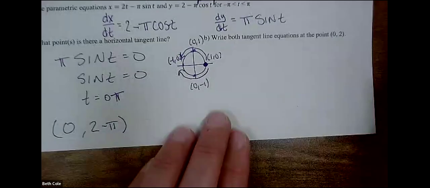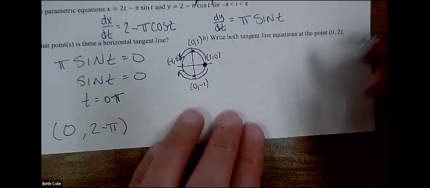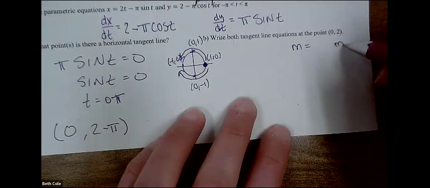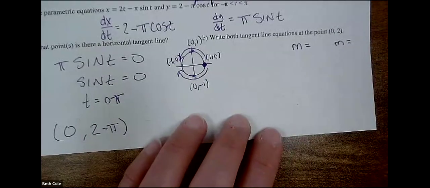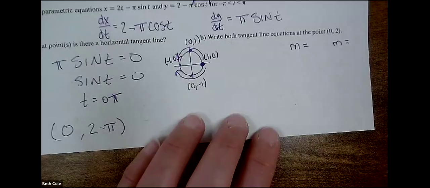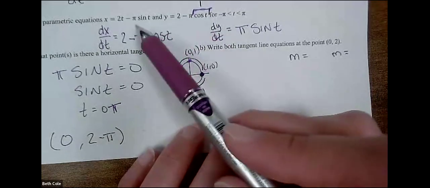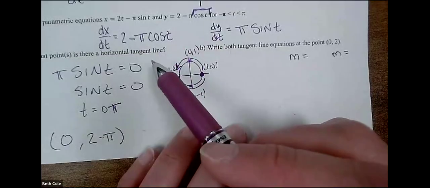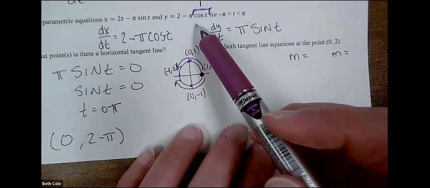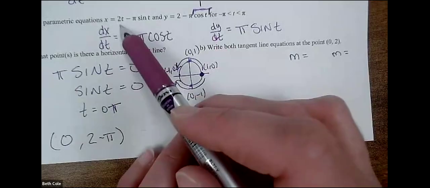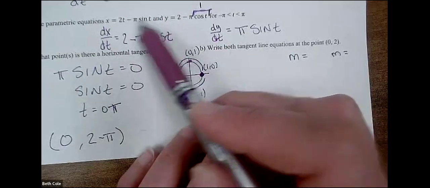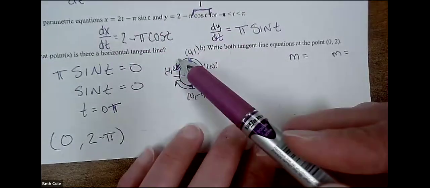So this says write both tangent line equations. So we're going to have 2 of them at the point 0, 2. So I'm going to go ahead and write m equals, m equals. The problem just told me that there's going to be 2 of them. But the unfortunate thing is you need t, like you need your parameter. So which one of these equations will it be easier for us to use to solve for t? It is dy. I know that one looks kind of complicated, but why would we not use x? There's 2 t's in it, so that makes it more complicated.